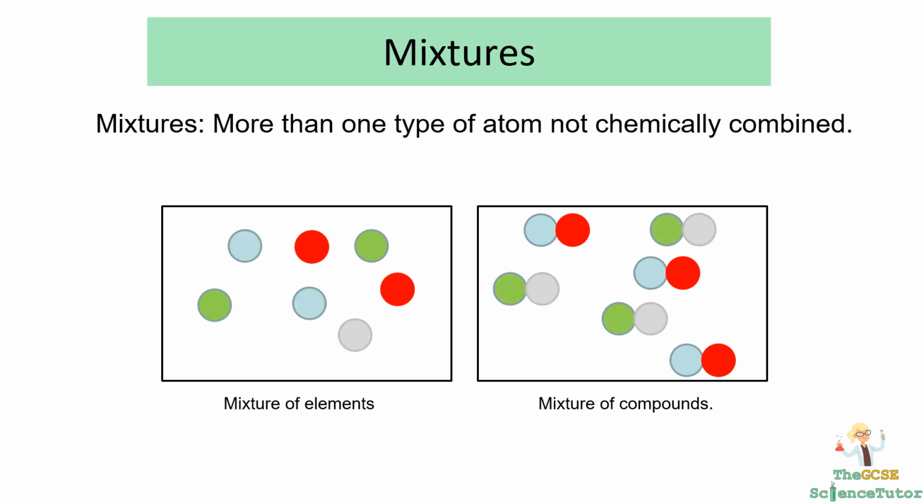A mixture, however, is when you have more than one type of atom or substance not chemically combined together. For example, on the left, we have 1, 2, 3, 4 different elements mixed together. They are not joined together. On the right, we have a mixture of compounds. In fact, we have 1, 2 different compounds mixed together. For example, this may be sodium chloride or salt mixed with magnesium oxide, another compound.